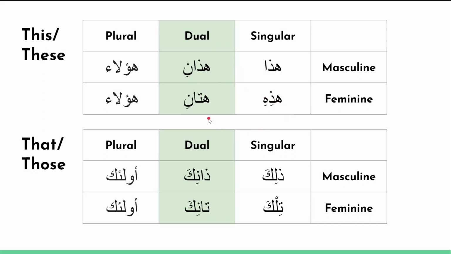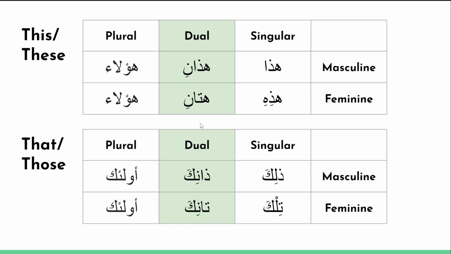Hadha, hadani, haula'i. Hadhihi, hatani, haula'i. Now it turns out that the dual forms of these demonstrative words are very rare. So they don't appear all the time, but you should know about them in case they do come up occasionally in the Quran. So similarly, if I'm referring to words that are far away, dhalika is singular, dhanika is dual, ulaika is plural, tilka is singular feminine, tanika is dual feminine, and ulaika is plural feminine.